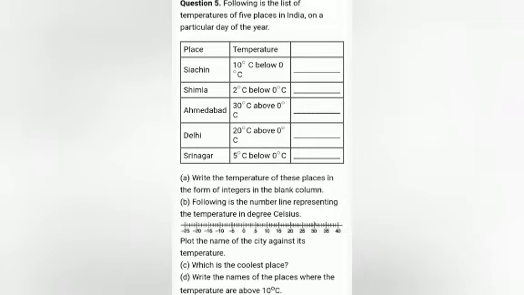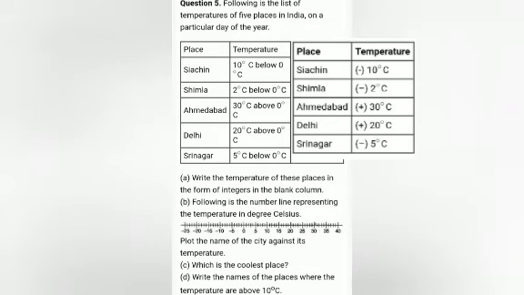So everything below zero is marked with minus, above is marked with plus. So what is the first question we have? The first question is: write the temperature of these places in the form of integers in the blank column. So herein we will write the temperatures. While writing, we will put all which are below as minus and all those which are above as plus.